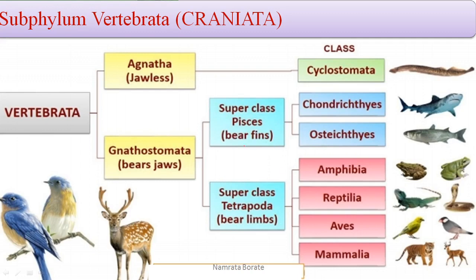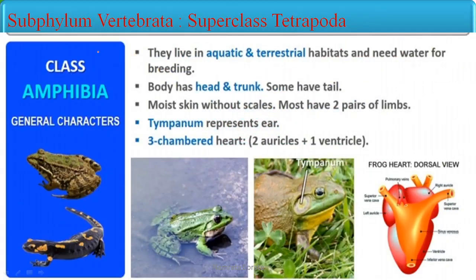In the last video, we already saw the superclass Pisces. In this video, we see the next part of the Gnathostomata, that's superclass Tetrapoda. It means it bears limbs. Limbs means what? That is the forelimbs and the hind limbs. The superclass Tetrapoda has four classes. First one is Amphibia, second one is Reptilia, third one is Aves, and the fourth one is Mammalia.